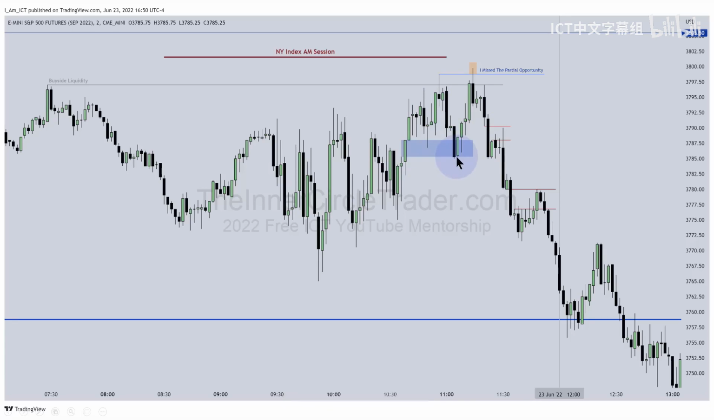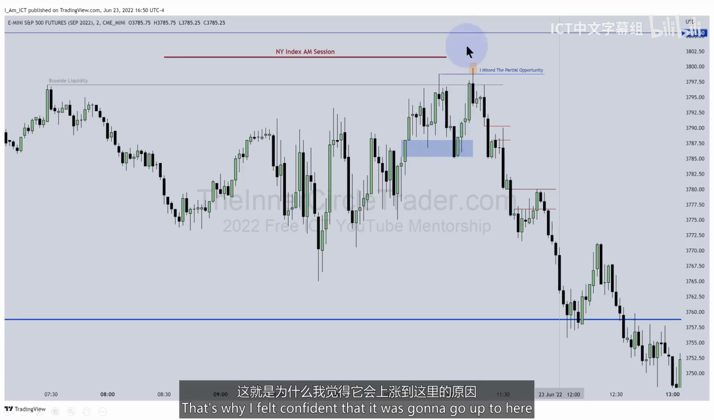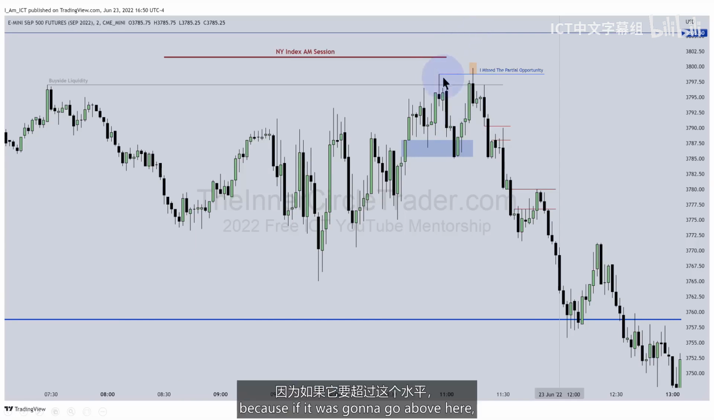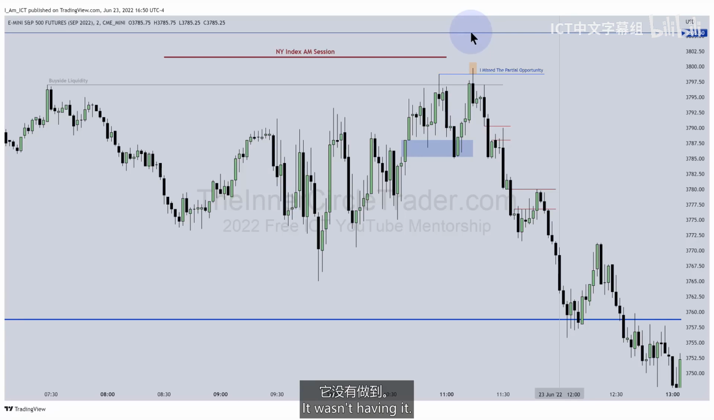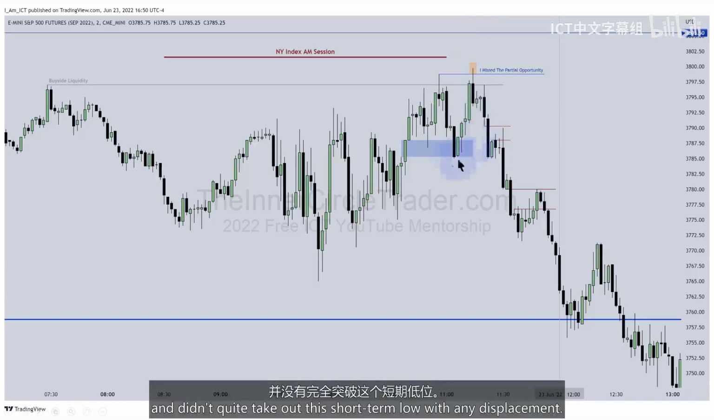Okay, that's acceptable. Does it start to rally away? Yes. That's why I felt confident that it was going to go up to here. Because if it was going to go above here, then it should just spread its wings and run to that 38.05 level with no problem. It wasn't having it. The market dropped back down and didn't quite take out this short-term low with any displacement.